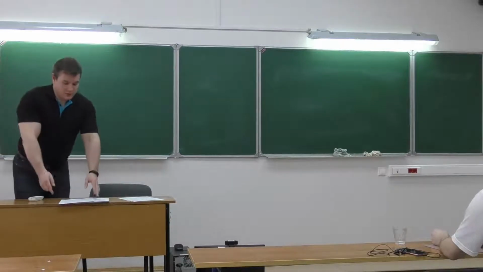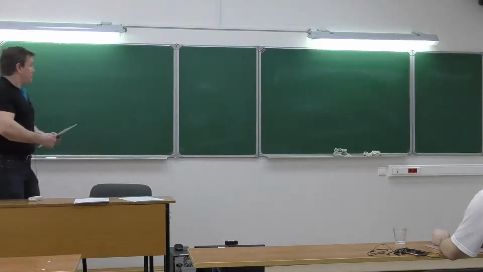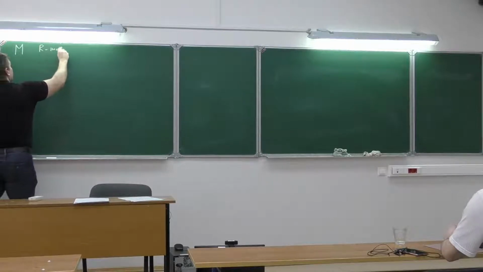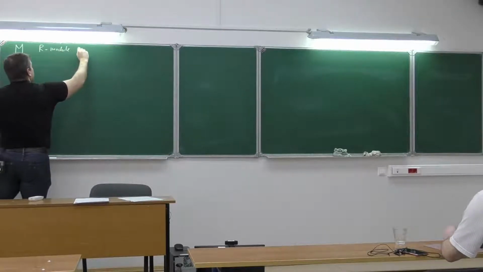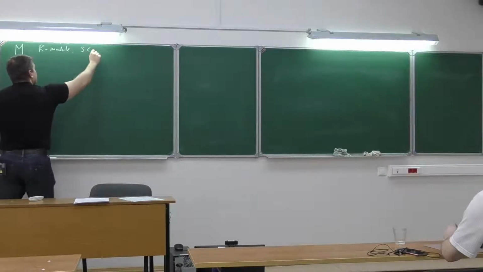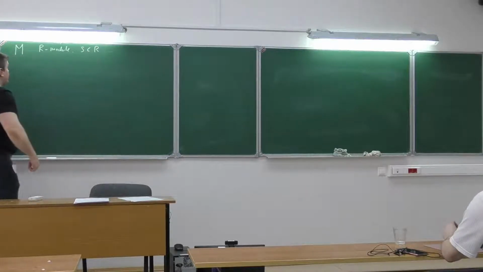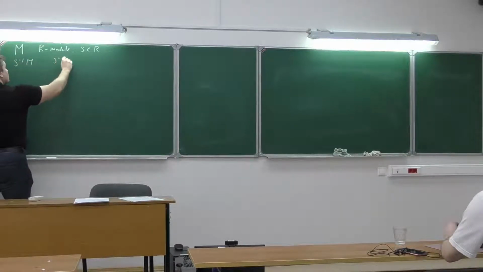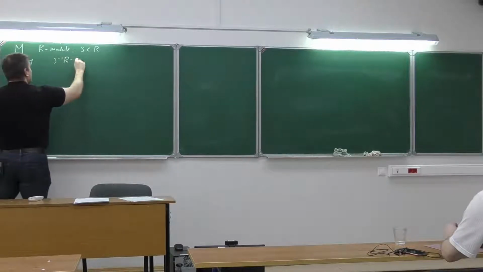Okay, so we continue localization of modules. Remember that last time we defined the operation: we start with a module, which is an R module, and if we have a multiplicative subset S inside R, we can define localization of the module. The general notation is S inverse of M. This is a module over the localization of the ring.